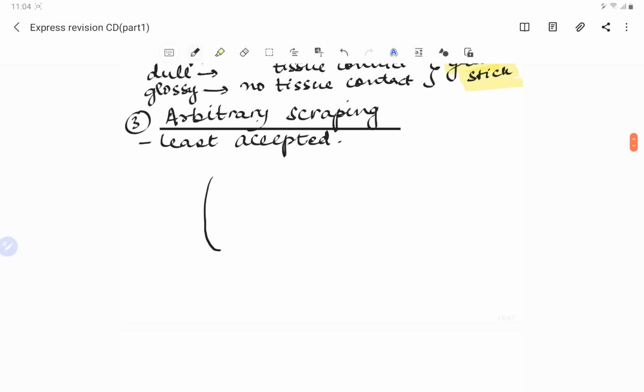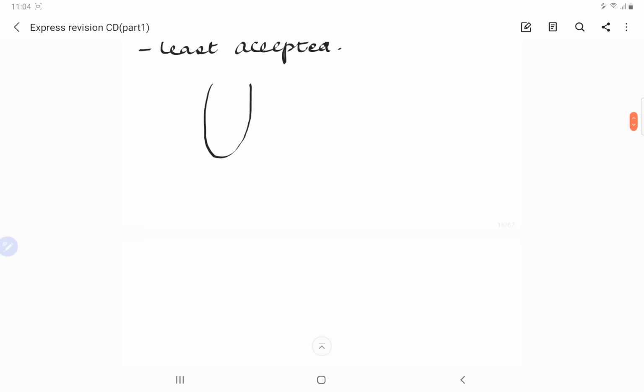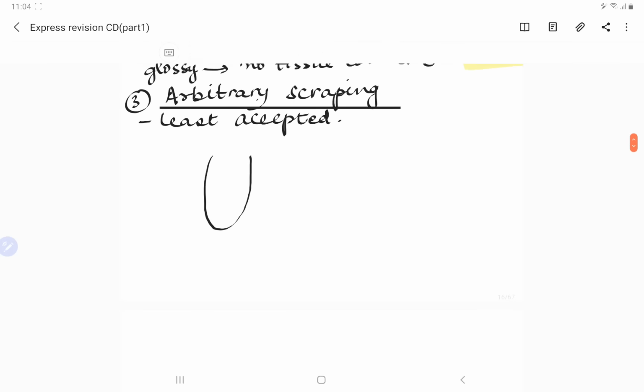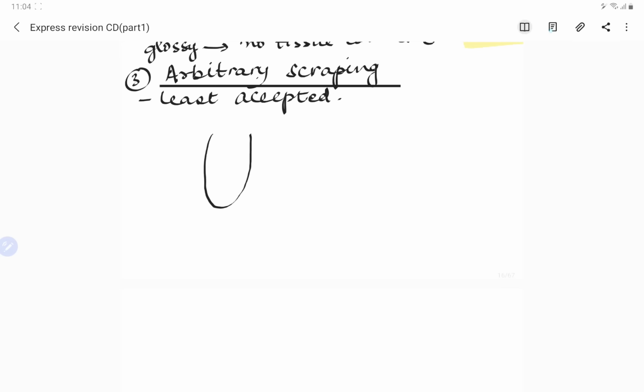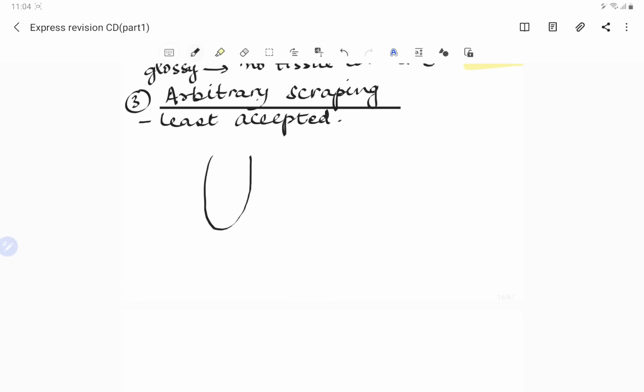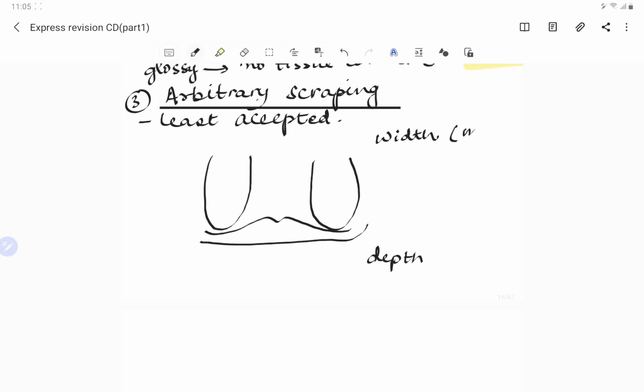Suppose this is the maxillary ridge, this is also the maxillary ridge. This one is our anterior vibrating line and this is our posterior vibrating line. Now we are going to talk about width, how much we are going to scrape from the cast, and here we are going to talk about the depth, both in millimeters.